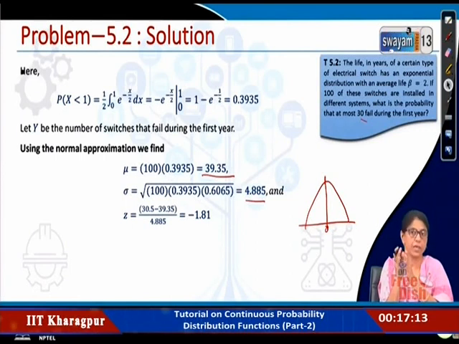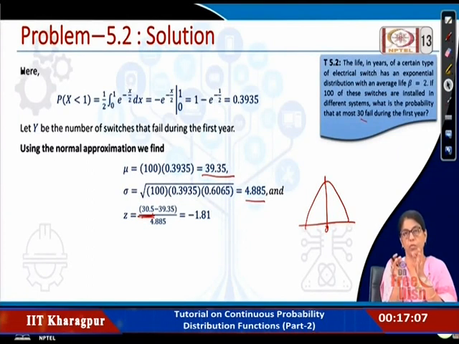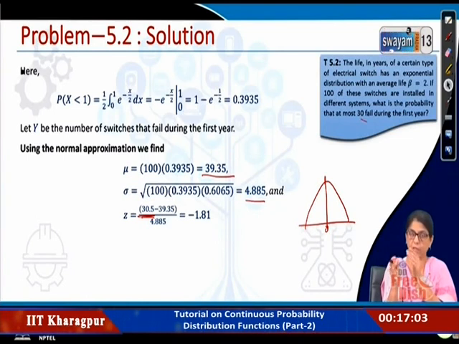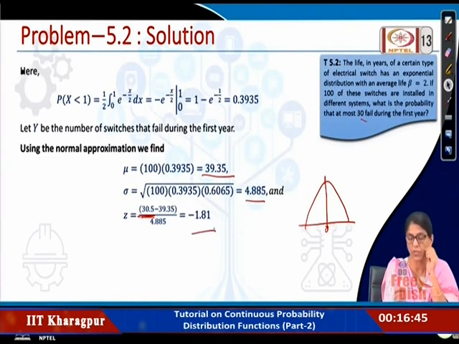So, we cannot consider exactly at 30 here. See, here we have considered 30.5 instead of 30, because when we are approximating for continuous, we will have to take a closer interval near to 30. Okay. So, I have taken 30.5 here. In other cases, if it is specified that it is less than 30, then I wouldn't have considered 29, I would have considered 29.5. Okay. So, I found the z value here, minus 1.81.